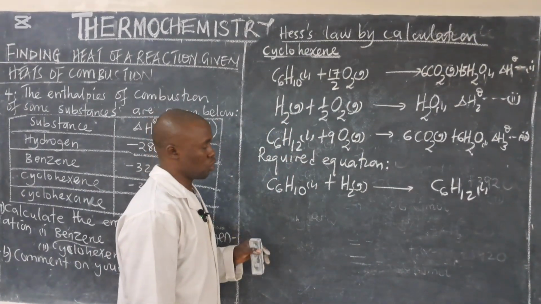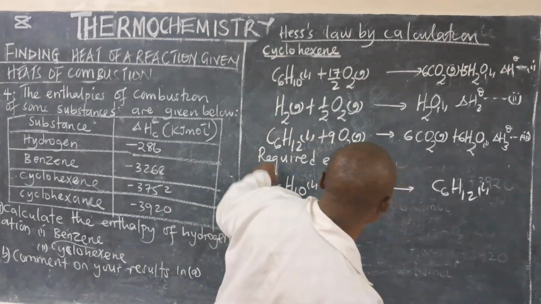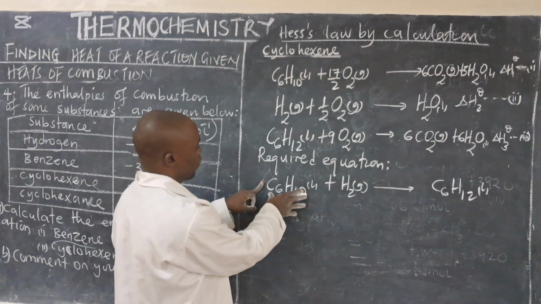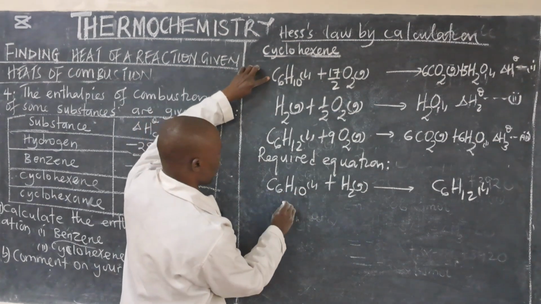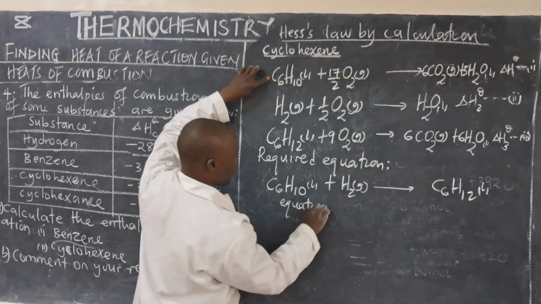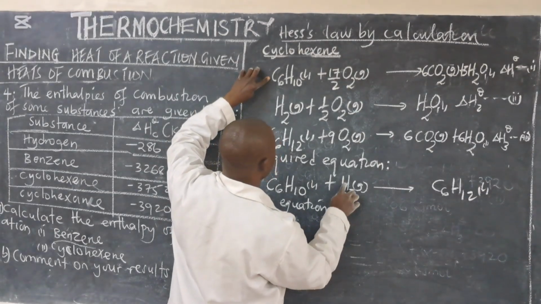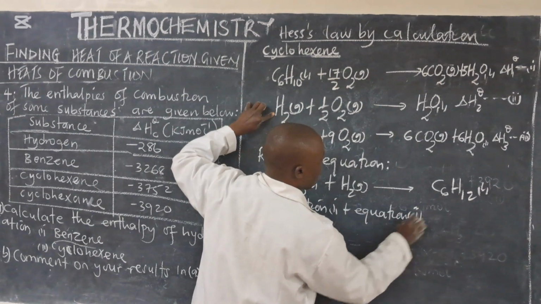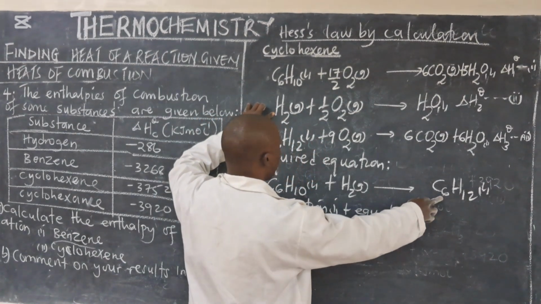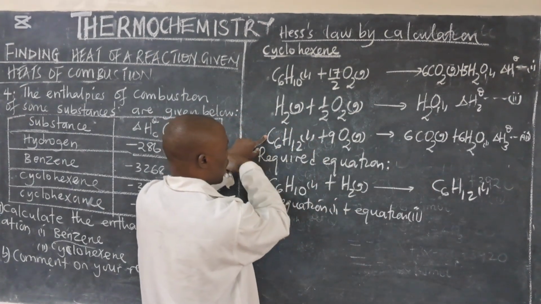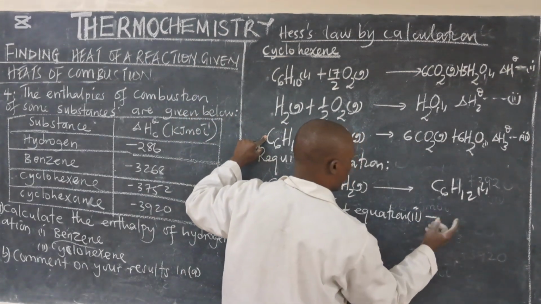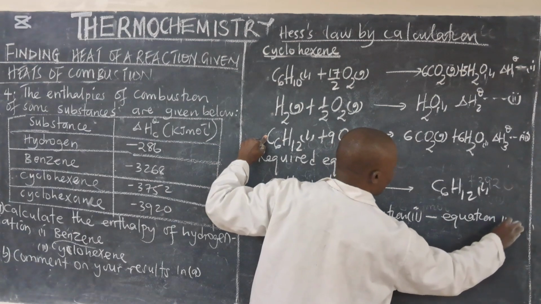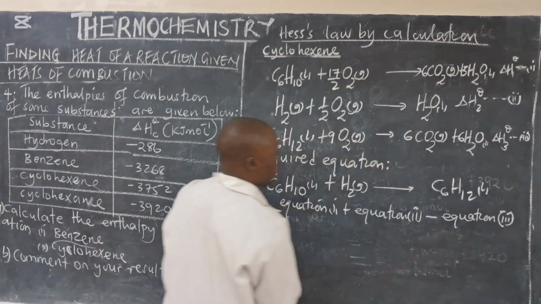It's already balanced. So what I do, I look at this equation and manipulate this. So I have 1 mole of cyclohexene, so I'm going to get equation 1. So this is equation 1. Now plus hydrogen, this is equation 2. Now since cyclohexane is on the other side and in this equation it's on the left, so I subtract, or I reverse. To subtract is to reverse. So minus equation 3. So I'm going to follow that.